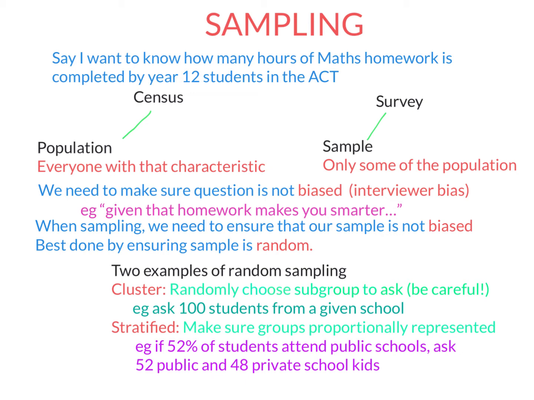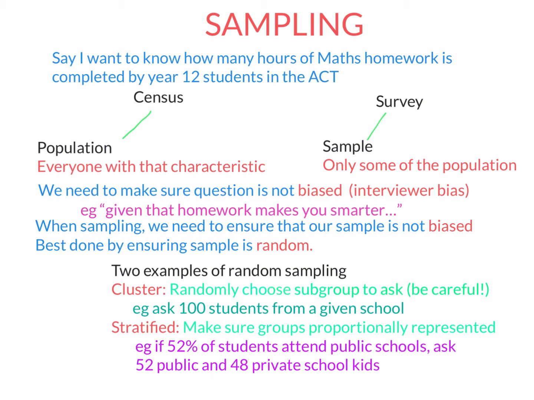so I probably wouldn't get accurate results. Now, if I'm conducting a survey, I've got to make sure that my sample isn't biased. What I mean by that, I want a sample that is representative of my whole population. So, for example, I'm not just going to ask students in Year 12 who do specialist maths because they're likely to spend more time completing homework. That would be a biased sample. In order to avoid a biased sample, we want to take a random sample. We want to randomly ask Year 12 students in the ACT.